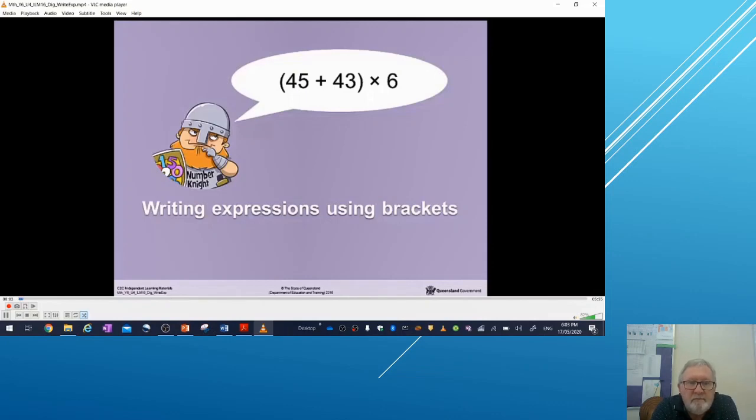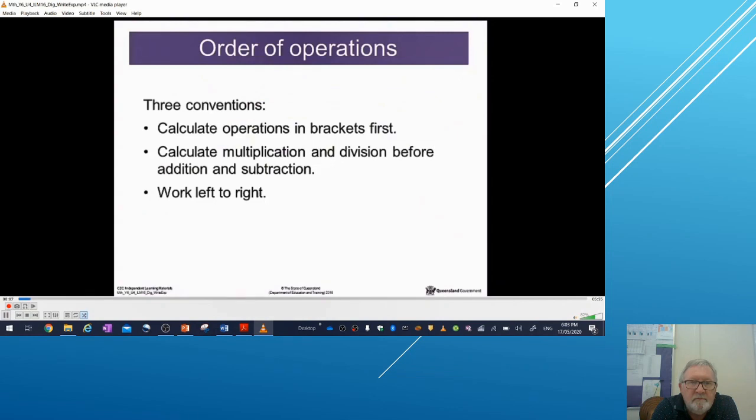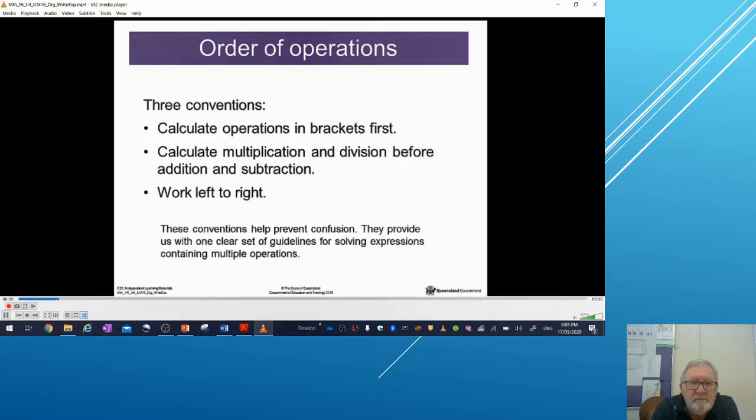Writing expressions using brackets. We have looked at some of the conventions for the order in which operations are performed. They are to calculate operations in brackets first, to calculate multiplication and division before calculating addition and subtraction, and then to work left to right. These conventions help prevent confusion. They provide us with one clear set of guidelines for solving expressions containing multiple operations.